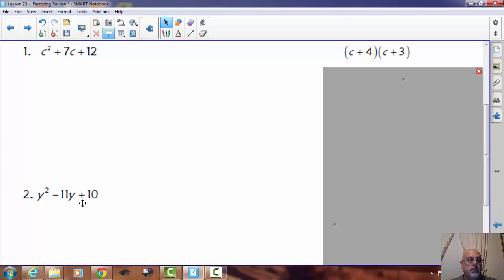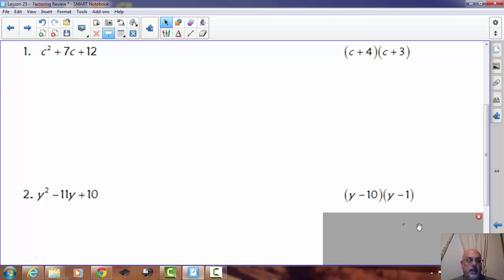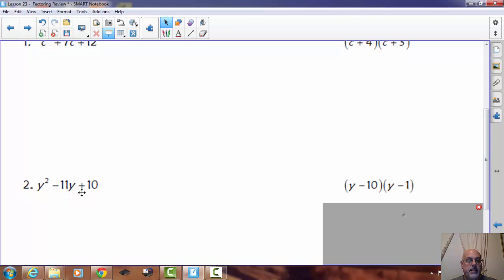Number 2, the plus 10 tells you that both factors are the same sign inside the parentheses. The minus 11 here tells you that they're both negative. So 10 does not have a lot of factors, two negative numbers: negative 1 times negative 10, negative 2 times negative 5. Only one set of those numbers adds up to negative 11, and it's y minus 10 and y minus 1. They multiply to give you positive 10, and they add to give you negative 11.